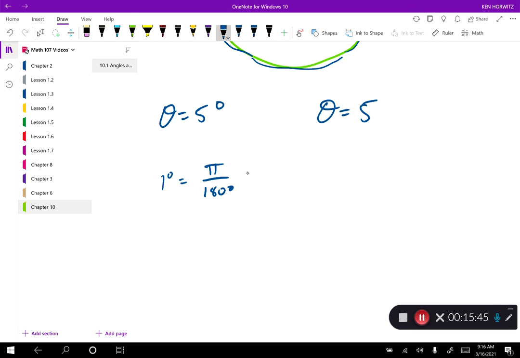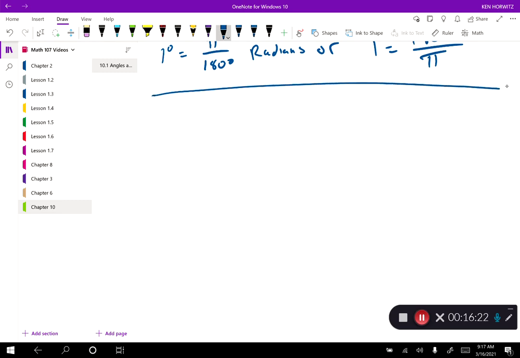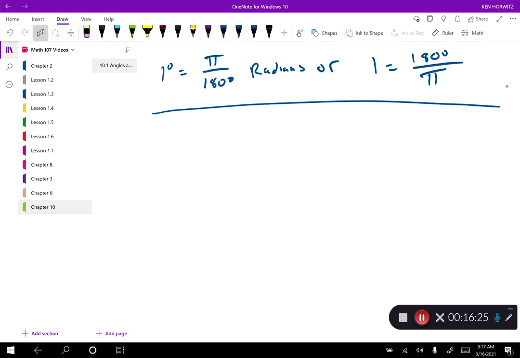Now, 1 degree equals pi over 180 radians. That's a conversion to radians. Or 1 radian equals 180 degrees over pi. And that would be a conversion back to degrees. So in order to use degrees and radians flexibly, we have to be able to convert from degrees to radians and back again. So let's try a couple. Let's use these two equations.